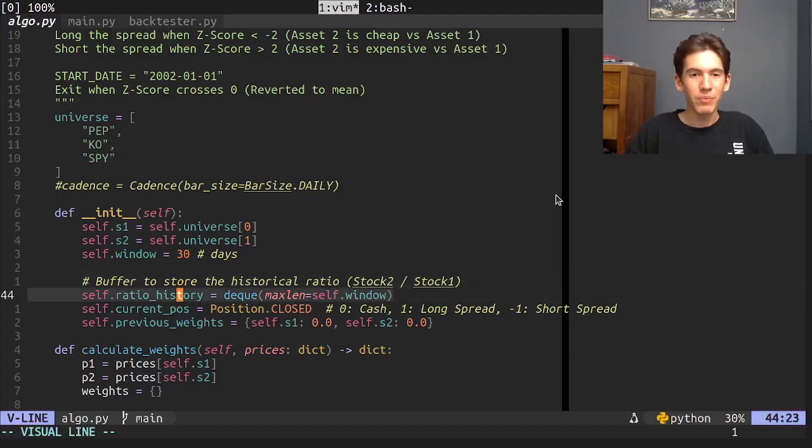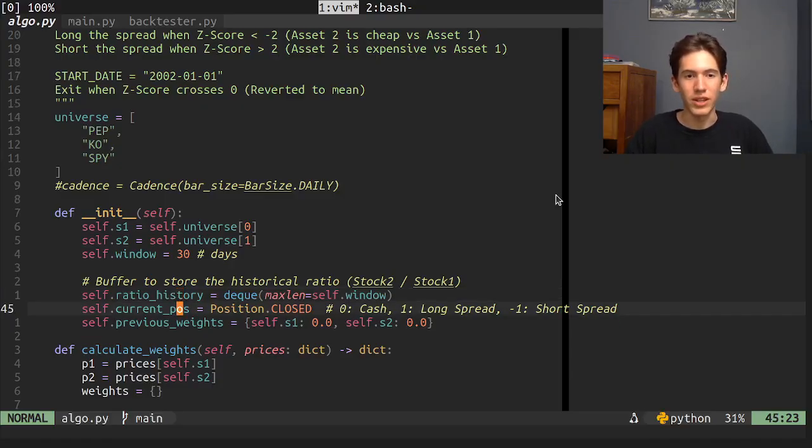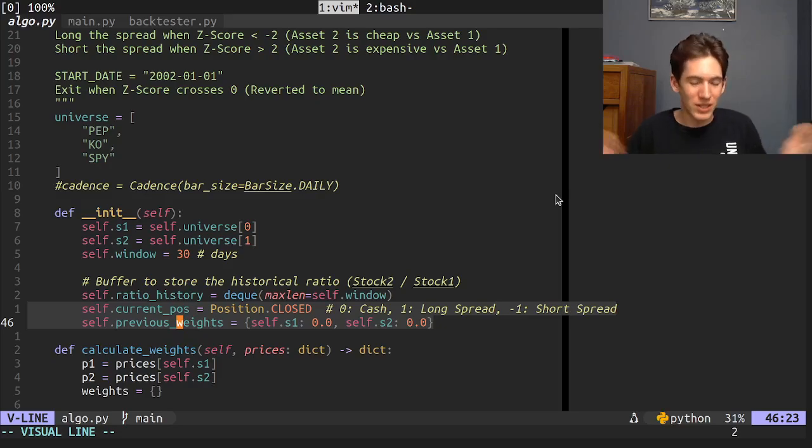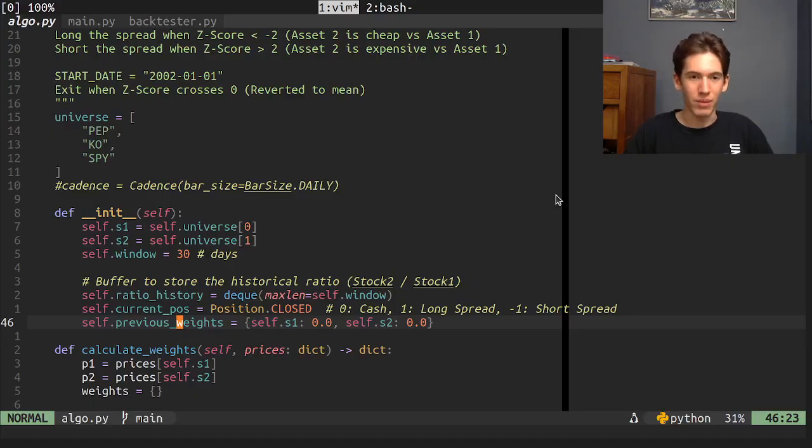We then define a queue for the ratio histories to keep track of, with the length of our sliding window. So this is how we keep track of the most recent trading prices. And finally, we define our positions and weights, which right now is just closed out, 0, 0. We don't want to have any money in the market. We haven't even seen what the prices are. So stay out of the market.